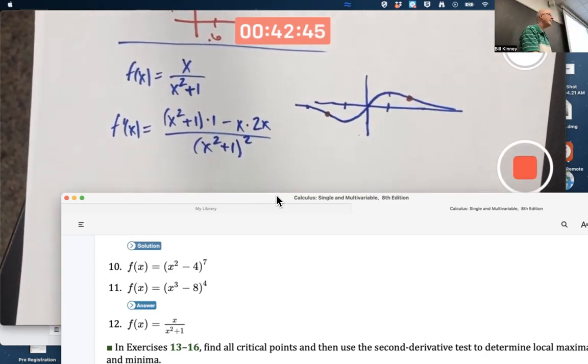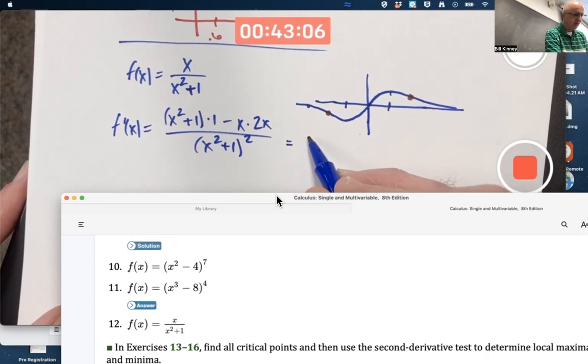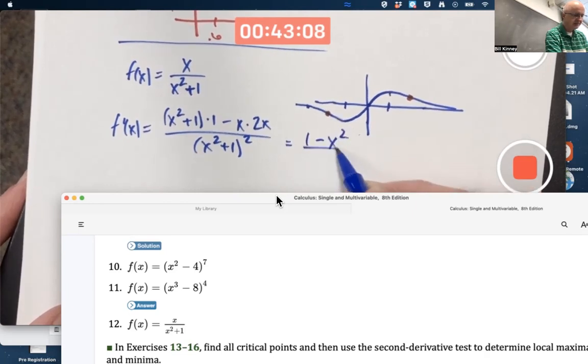On a gateway exam or on Friday's exam, when I just say find the derivative, it's good enough to leave it like that. But for the purposes of using the derivative, it's good to simplify. And if you expand this out and simplify, x times 2x is 2x squared. I'm subtracting it. You'll get 1 minus x squared on the top.